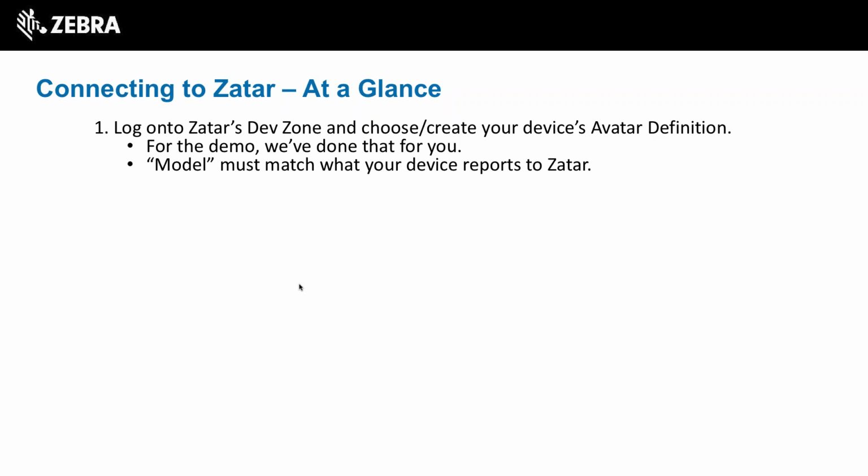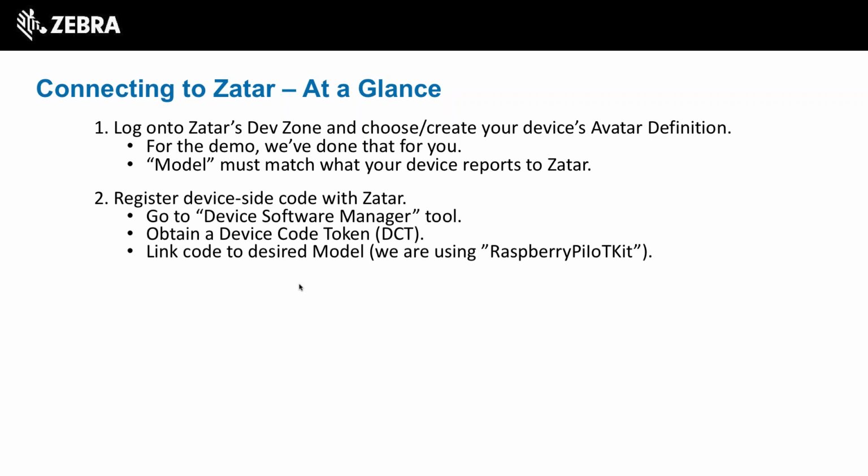Now, you don't have to do this step for the sample, because we've already created a Raspberry Pi IoT kit avatar definition, and we've made it global so it's available to everyone. But if you want to do something special or something unique, this is what you have to do. You have to figure out, what avatar definition am I going to use? And I'll go into that in a little more detail later.